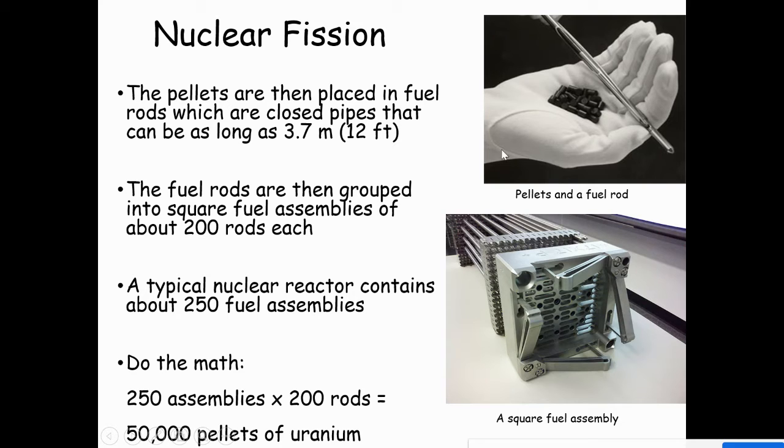All right, so then those pellets are going to be placed into a fuel rod, which are closed pipes that can be as long as about 3.7 meters. If you're not familiar with meters, I put in 12 feet there. So that's a good size. You're going to put all these pellets in there. And then those fuel rods are going to be put into this square fuel assembly. And usually they have around 200 rods. Not all of them contain 200. Some are less, some are more. But a typical reactor is going to contain about 250 fuel assemblies. So doing the math, if we have 250 assemblies times 200 rods, that's about 50,000 pellets of uranium. And each one of those pellets is equivalent to a ton of coal. So that's a lot of energy in that one fuel assembly.